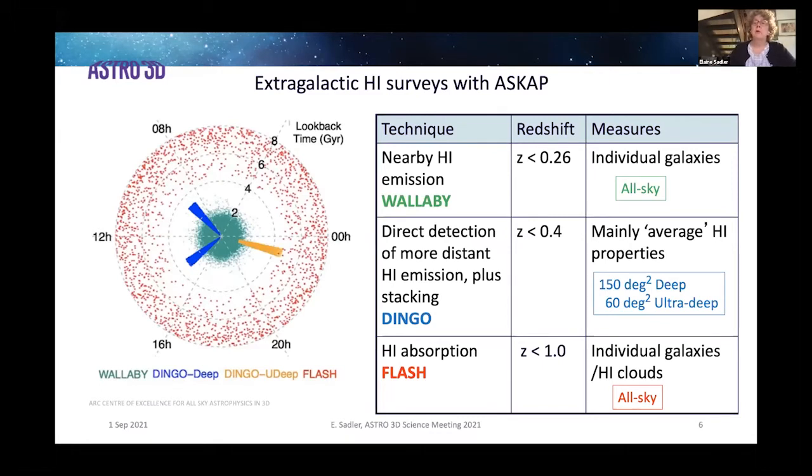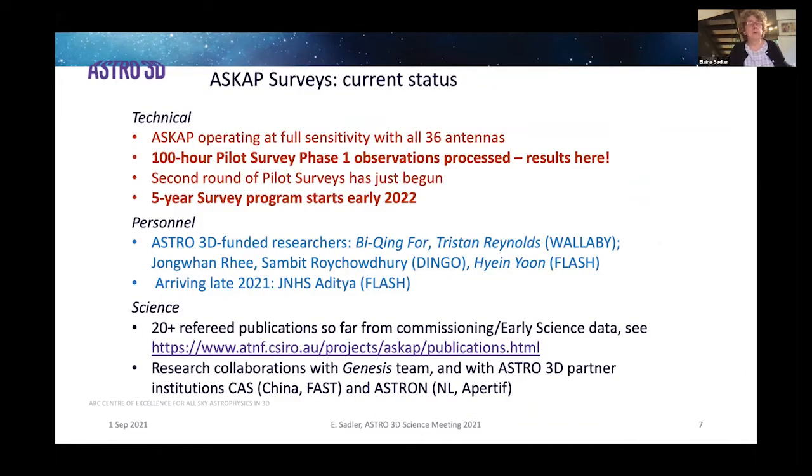out of the original proposal, which Lisa submitted for funding for Astro 3D back in 2016. So Wallaby in green here is looking at the nearby universe, the emission line of H1 in galaxies out to redshift a bit above 0.2. Then you have Dingo, which is extending again in emission, but also with the addition of stacking going out to redshift 0.4. And finally Flash, which uses H1 absorption, going all the way out to redshift 1, which is just set by the frequency limit of the ASKAP receivers.